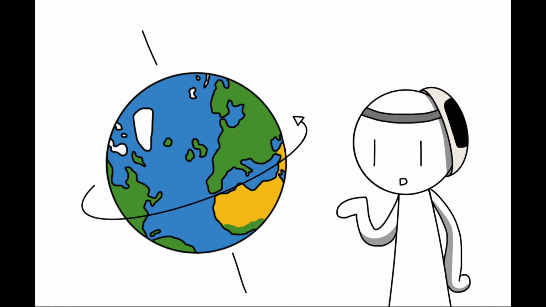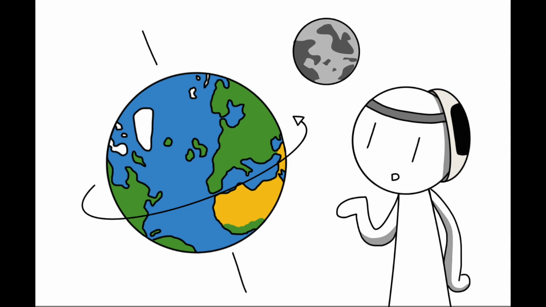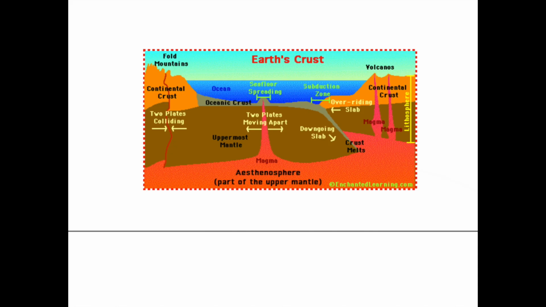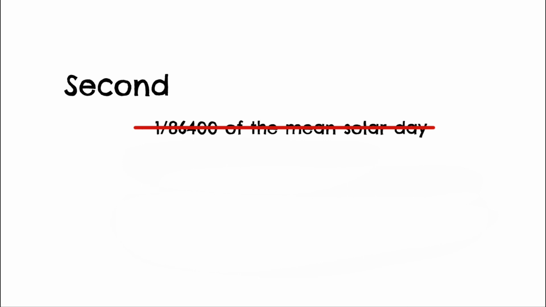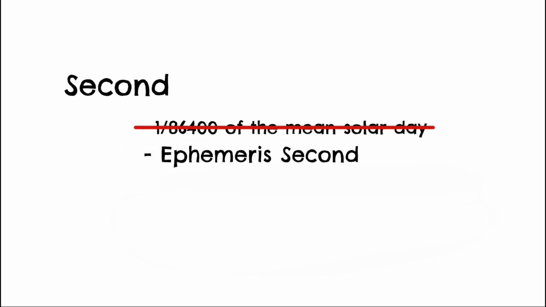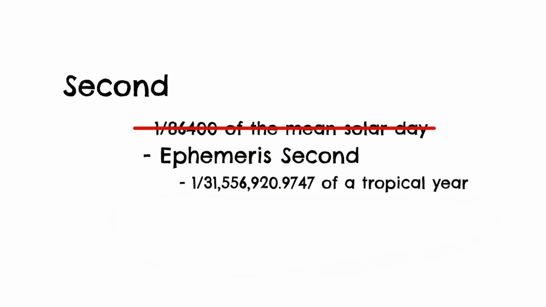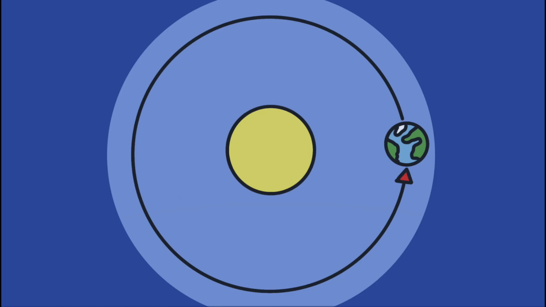However, the speed of the Earth's rotation on its axis slows down over time, due in part to the gravitational pull of the Moon, as well as the movement of the Earth's crust. This meant that the length of the day would be inconsistent and would not be suited for accurate timekeeping. This would mark the creation of the ephemeris second, which would be defined as 1/31,556,925.9747 of the tropical year. A tropical year would be the time it would take the Earth to make one complete trip around the Sun.